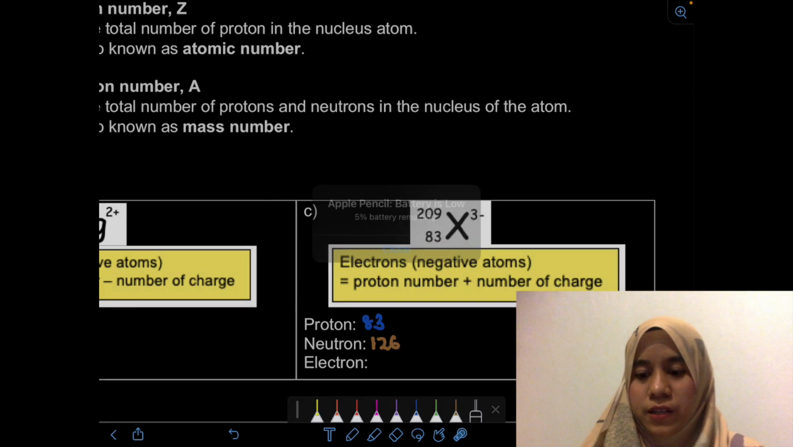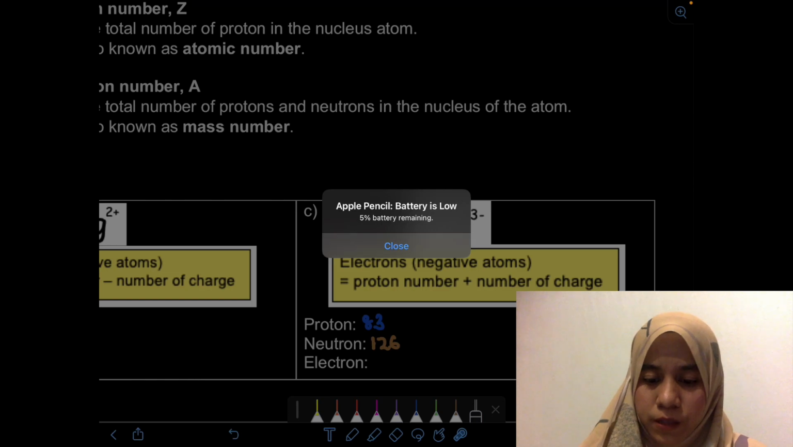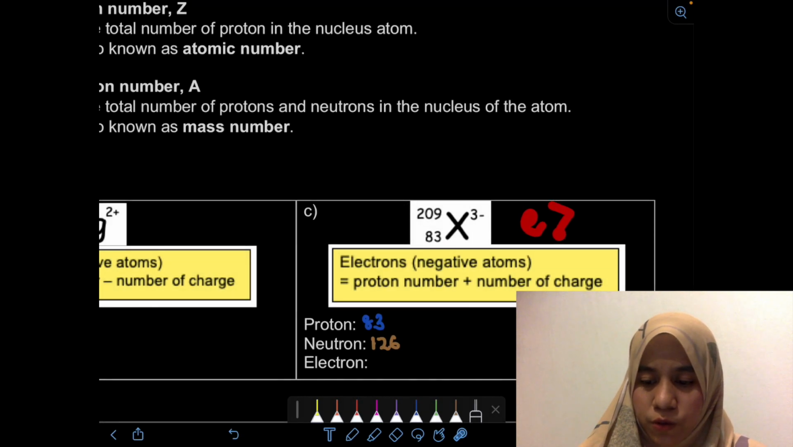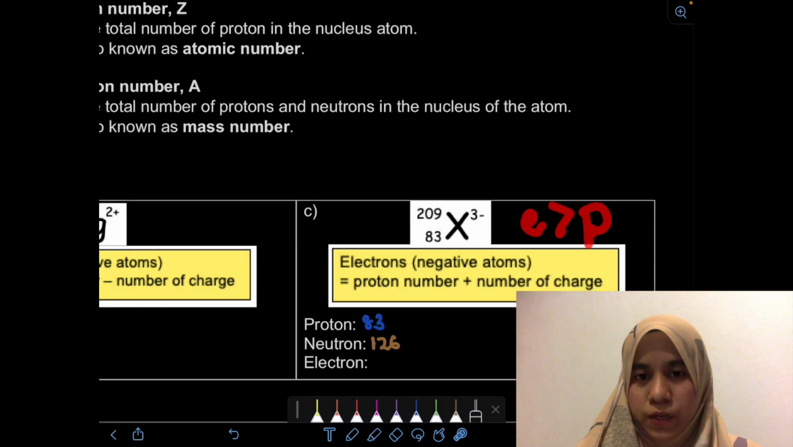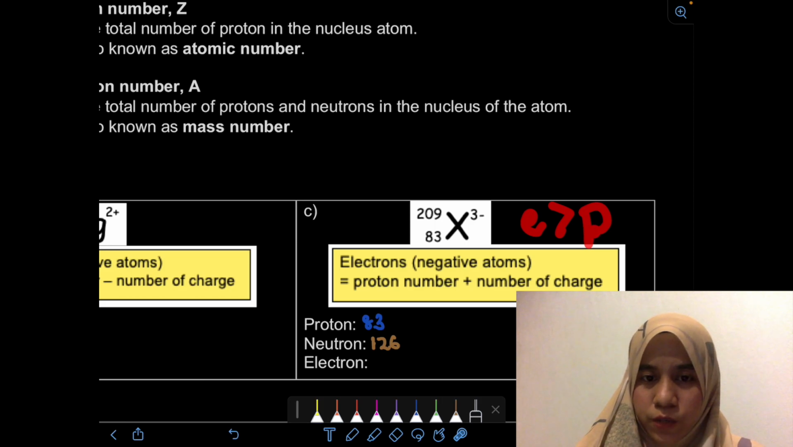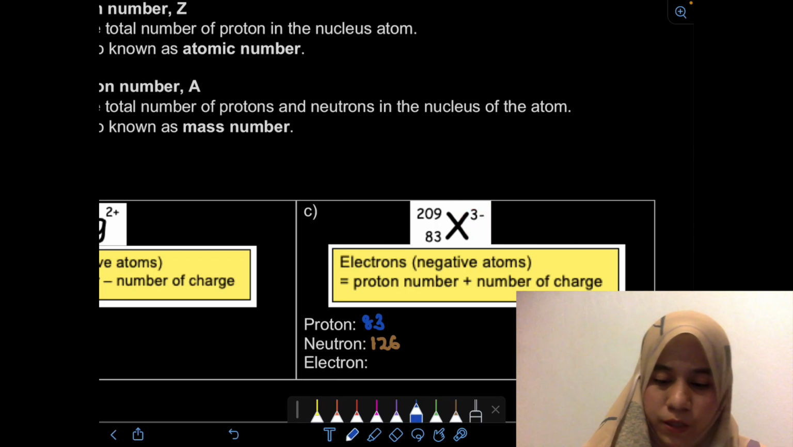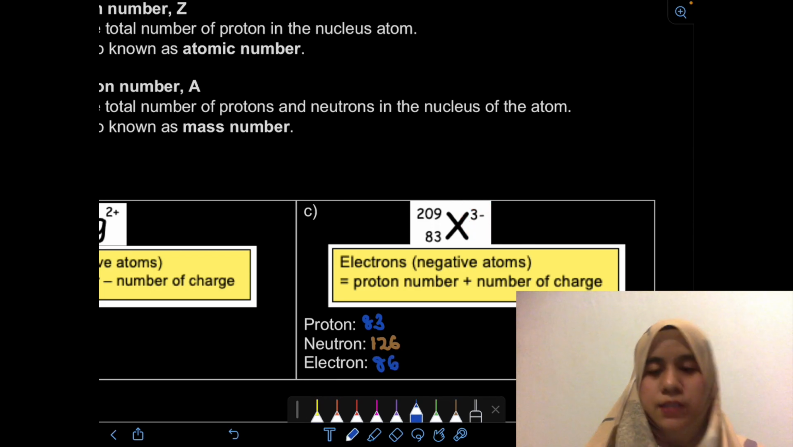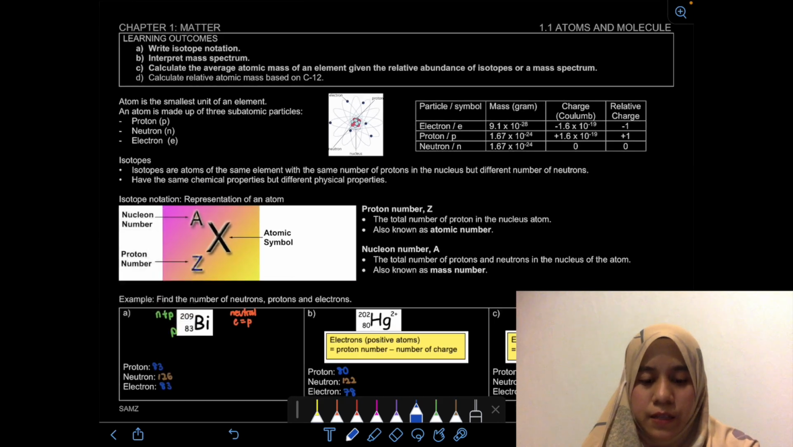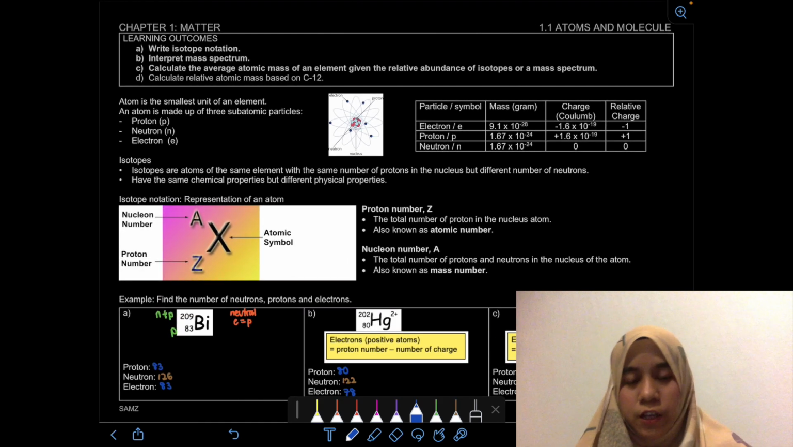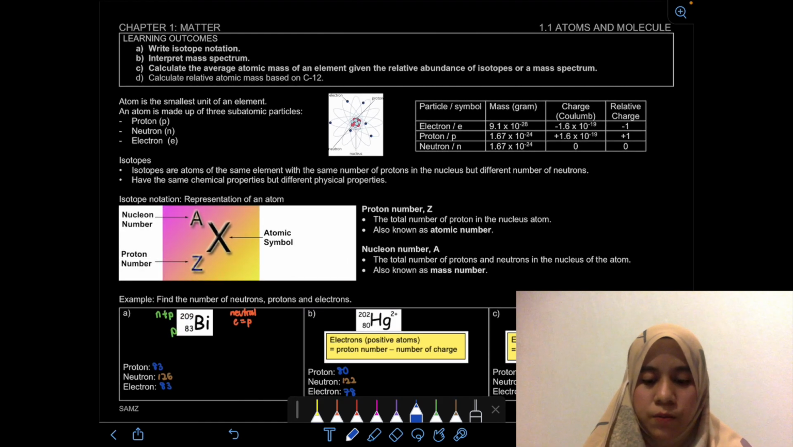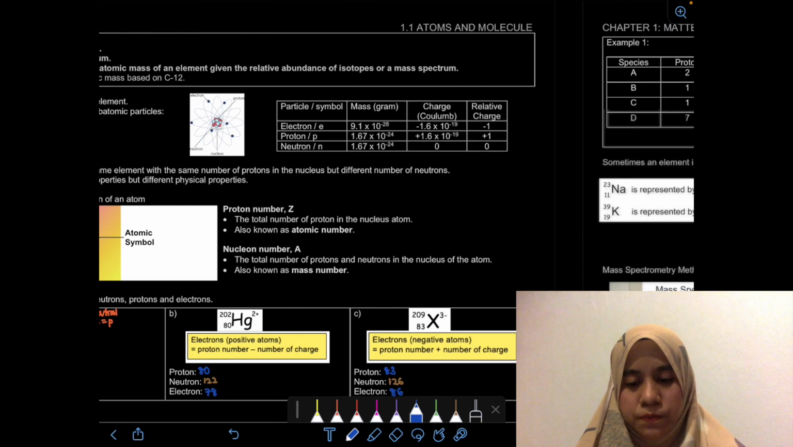Okay. Tapi sekarang ni elektron dia lain pula. So kita tahu sekarang ni electron is more than our proton. So bila electron is more than our proton, kita tahu sekarang ni we have to add up lah. From 83 ni kita kena add up dengan the number of charge. So here is our 86. So that is the case for isotope notation. Kita tengoklah 3 jenis: when it's neutral, positive dengan negative atom.